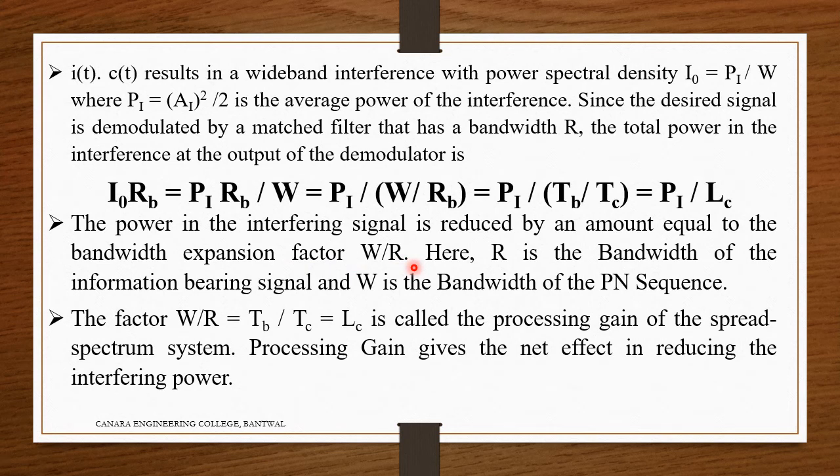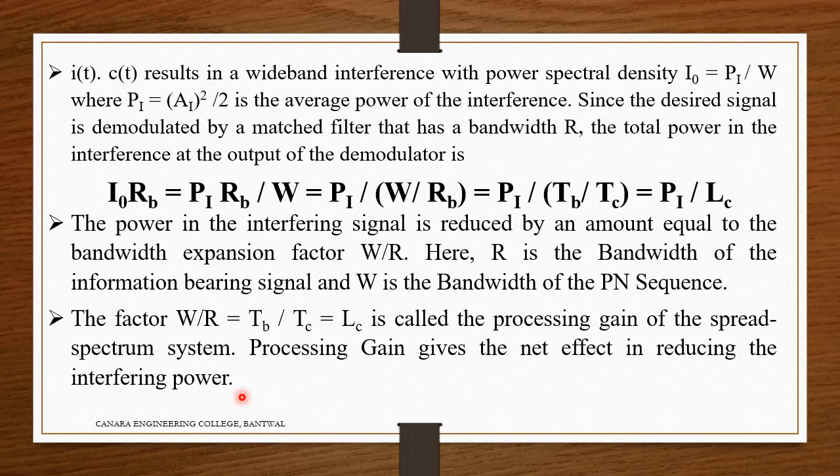So what is this W by R? It is the processing gain. R is the bandwidth of the information bearing signal, and W is the bandwidth of the PN sequence. So it is the ratio of the bandwidth of the PN sequence to the bandwidth of the information bearing signal, which we call the processing gain. We need to know to what ratio it is going to tell. If W is more and R is less, the gain is more. If W is less and R is more, then it is not a gain, it is a loss, and we cannot spread it. That is what we want to say. And the processing gain has the net effect of reducing the interference power.